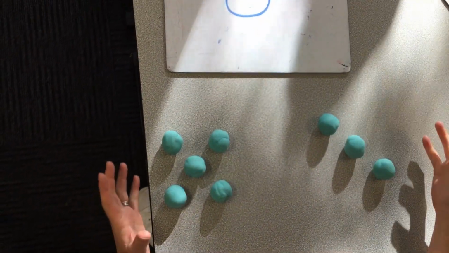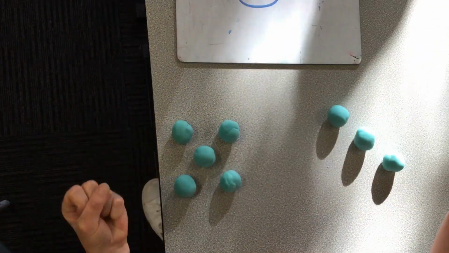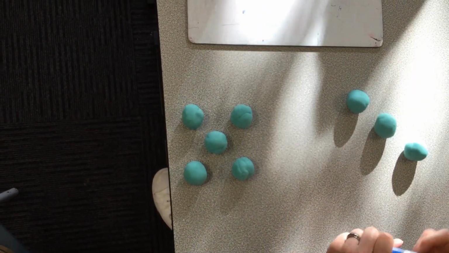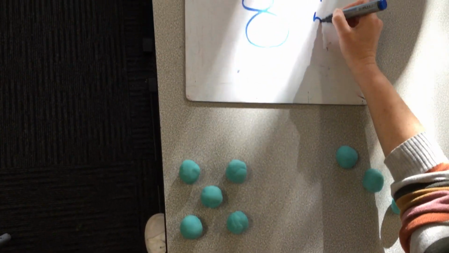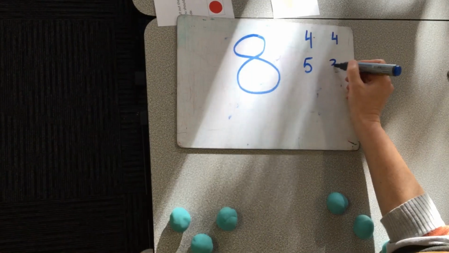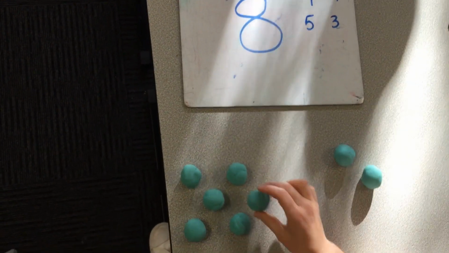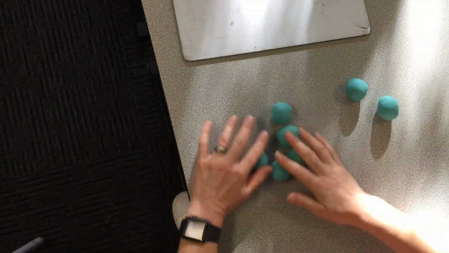I've still got 8 altogether, but I've broken 8. I've taken it apart into a group of 5 and a group of 3. So I'm going to put that up on my board as well. 5 and 3.